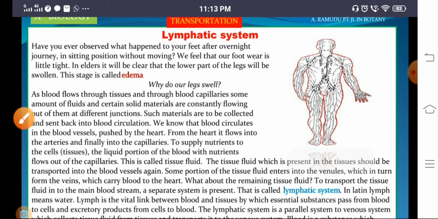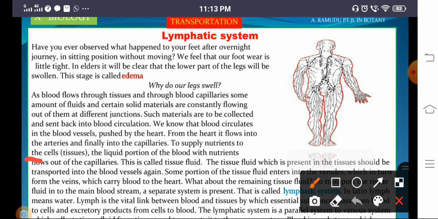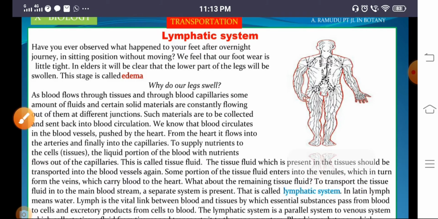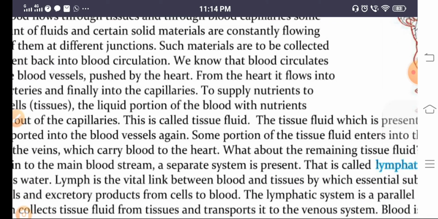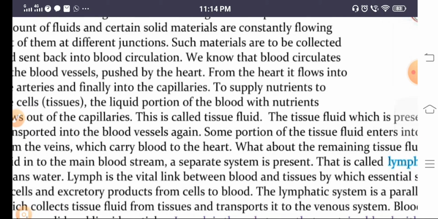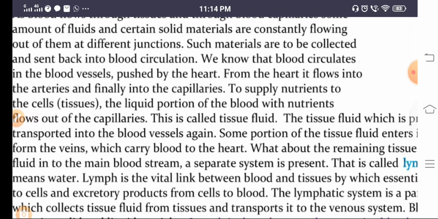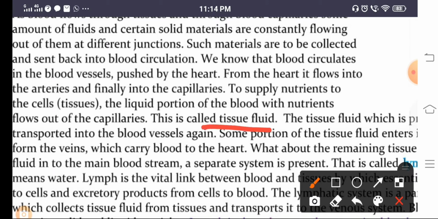To supply nutrients to the cells, the liquid portion of the blood with nutrients flows out of the capillaries. This is called tissue fluid. It is very, very important. What is tissue fluid? The fluid which consists of nutrients and flows out of the capillaries is called tissue fluid.